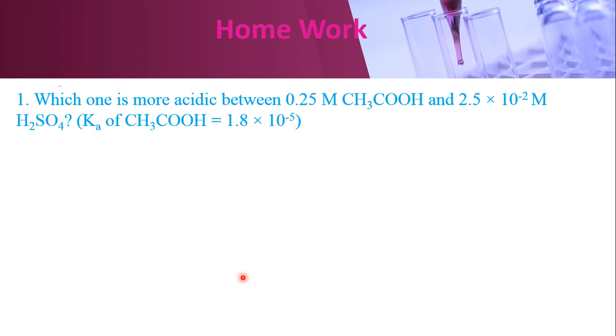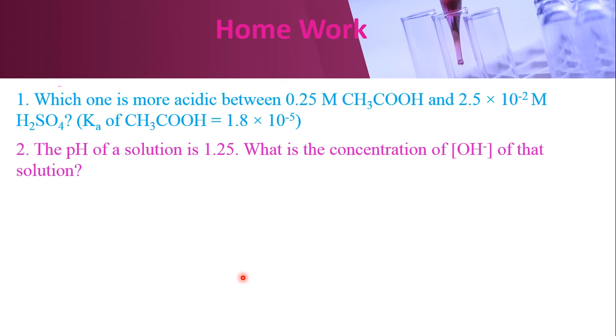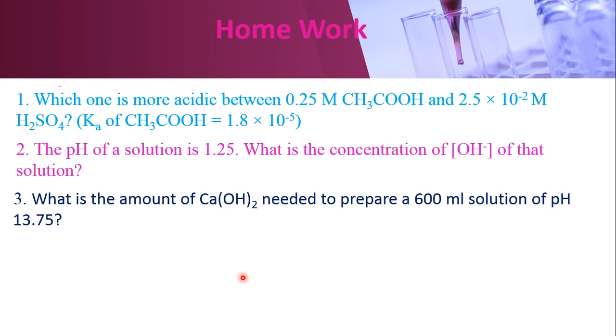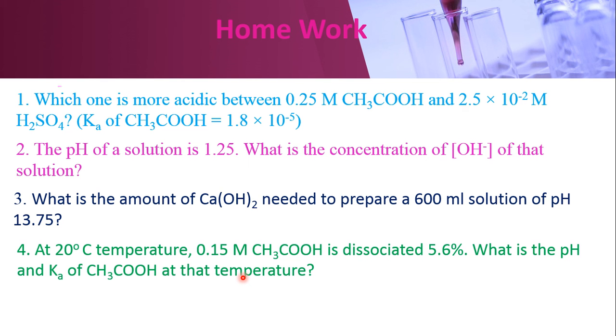There are two acids, acetic acid and sulfuric acid. Here you have to compare the pH of these two acids, and compare the acidic nature, which one is more acidic between these two acids, after calculating the pH of them. Number two, the pH of an acid is given, you have to calculate the concentration of hydroxyl ion of the acid. Number 3, here also the pH of a calcium hydroxide solution is given. You have to find the amount of calcium hydroxide needed to prepare a solution of 600 ml.